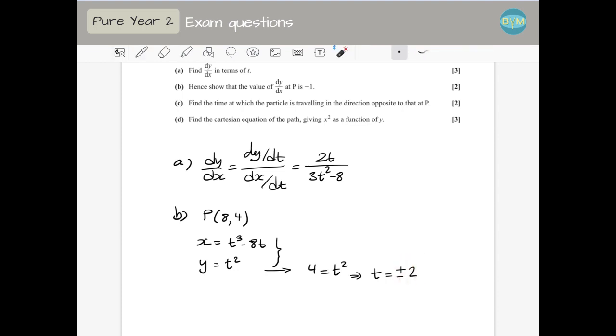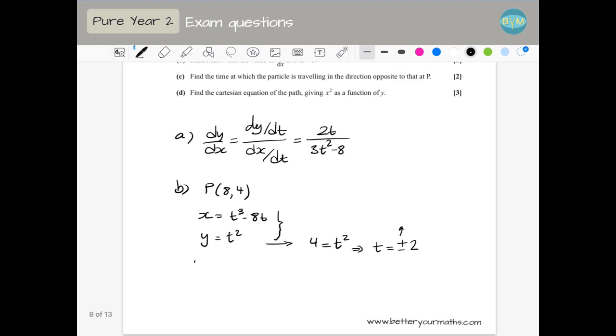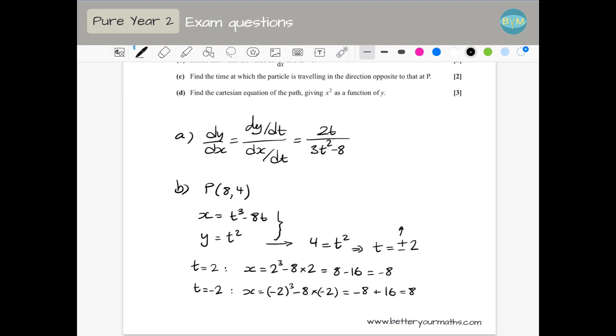To decide, we check which of these two values satisfies the other equation. When t is 2, x is 2 cubed minus 8 times 2, which is 8 minus 16, which is minus 8. So this one is not right, because we need x to be 8. We check the other just in case. When t is minus 2, x is minus 2 cubed minus 8 times minus 2, which is minus 8 plus 16, which is 8. So this one is the right one. The parameter is t equals minus 2.